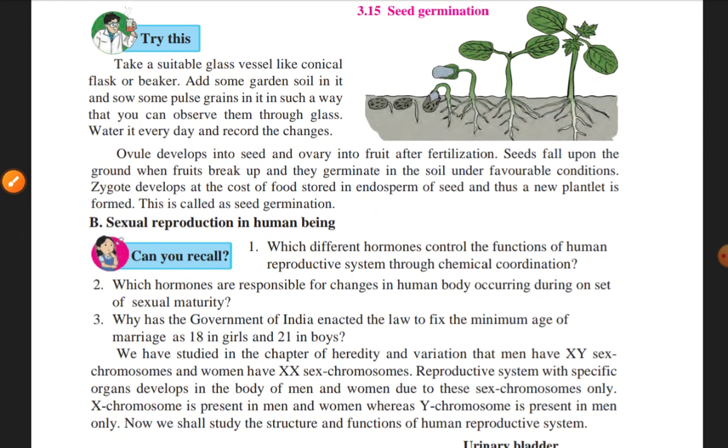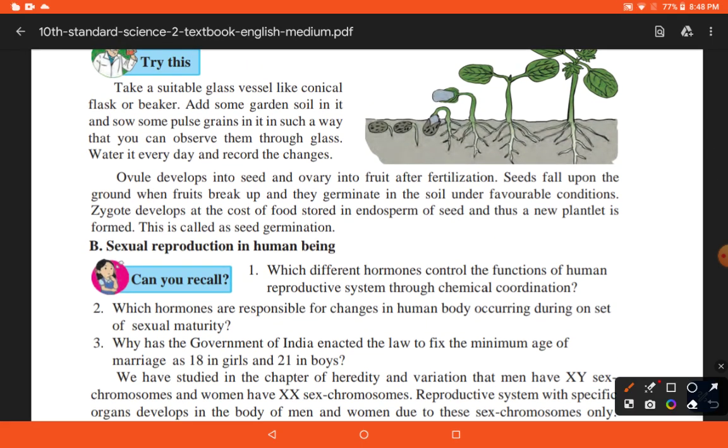Now let us come to germination here. Okay, so germination, I have already told you this. Ovule will develop into seed, the mature ovary into fruit. The seed will fall upon, the radicle will develop into the root and what do we call the other one? Plumule, right? The plumule will develop into the shoot, right? And the zygote will develop at the cost of food. Zygote, how does it develop? I told you, through the endosperm. Right, endosperm provides it the nourishment and a new plantlet is formed. This is what we call seed germination. I hope this is clear.